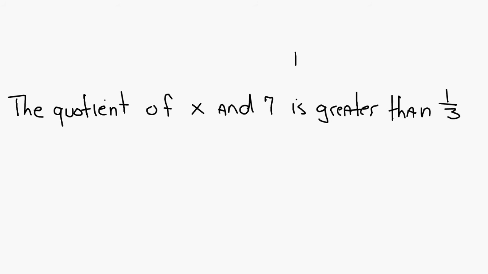The word is tells you where to put the inequality. All right, so the quotient of x and 7, so you're going to write that first. Quotient is division. Quotient of x and 7 is x divided by 7. Is greater than, so that's your greater than symbol. And then your 1/3, so 1/3.